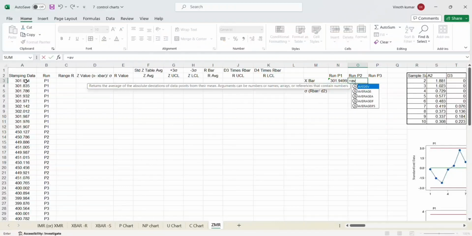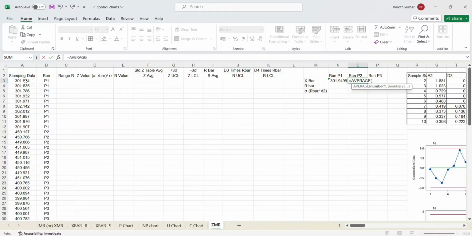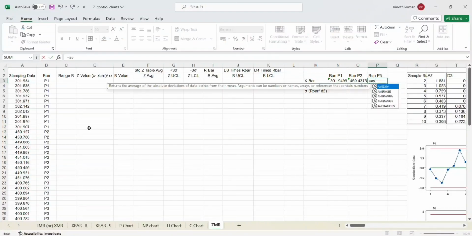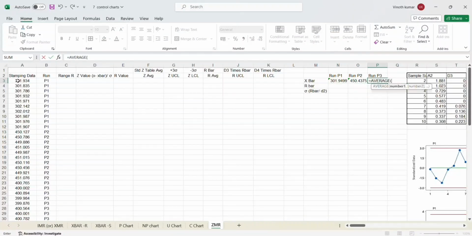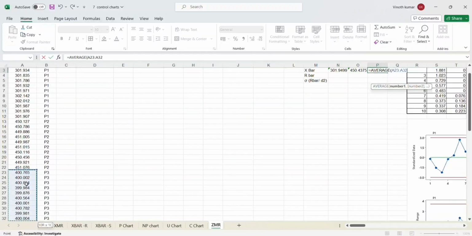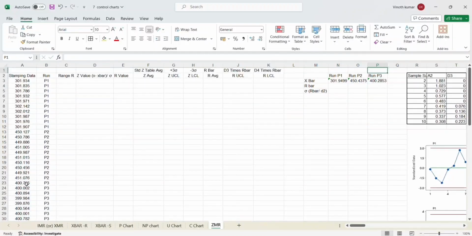Similarly, we say is equal to average, we take it for the next 10 data points because this is second production run. And then we calculate average for the third production run. So these are average for 3 production runs individually calculated.